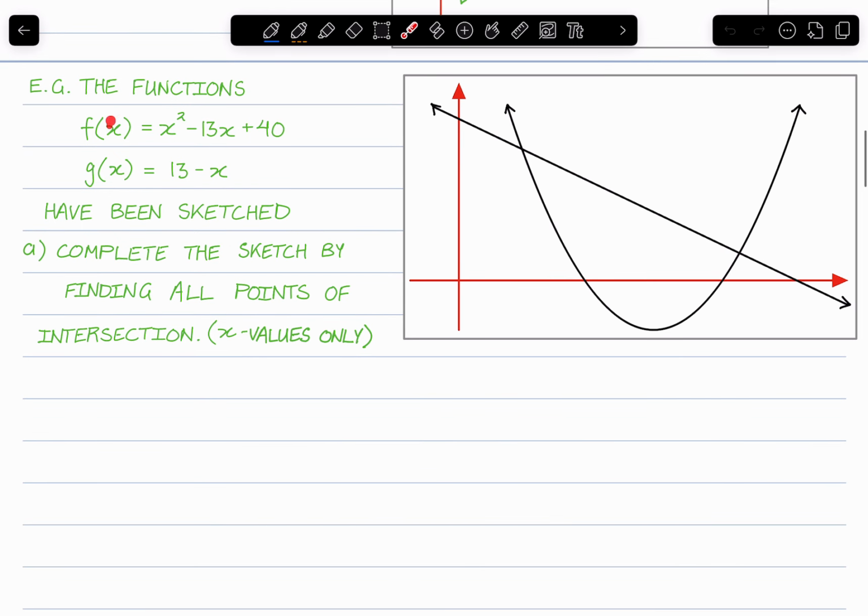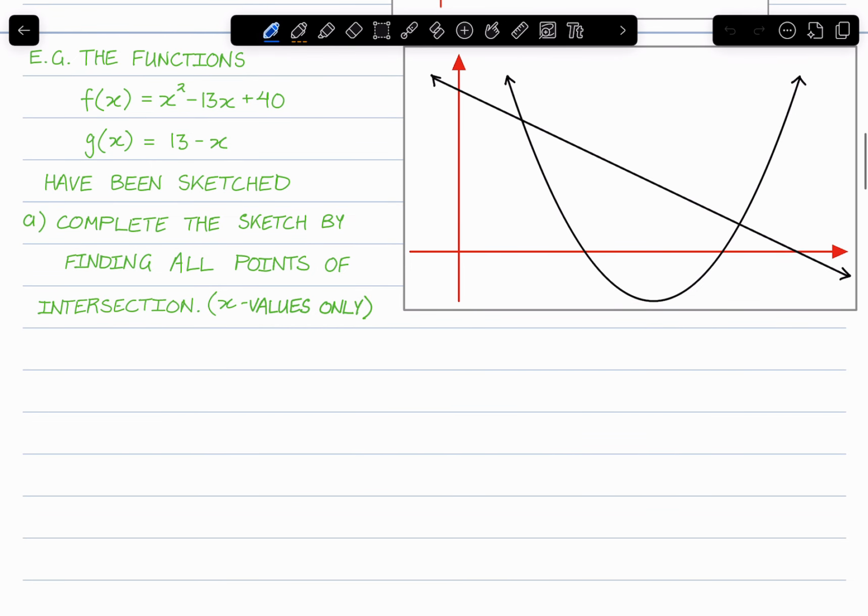So the functions f of x and g of x have been sketched. Complete the sketch by finding all points of intersection with the x values only. When I mean points of intersection, literally all of these x values here. So the first ones, let's find the most complicated ones, these two. We can do that by letting the functions equal one another.